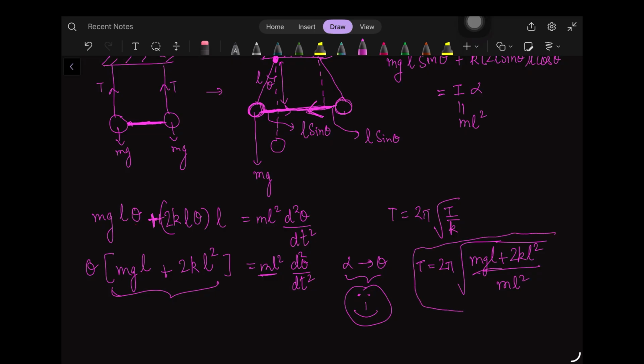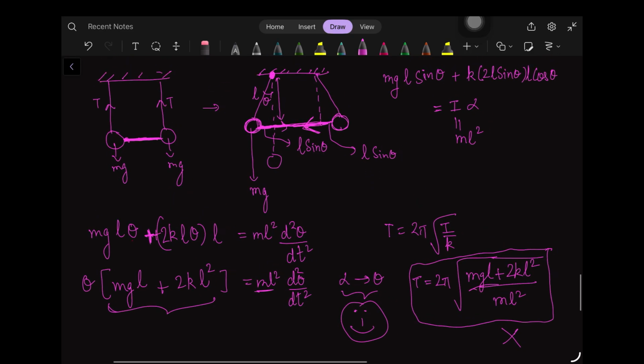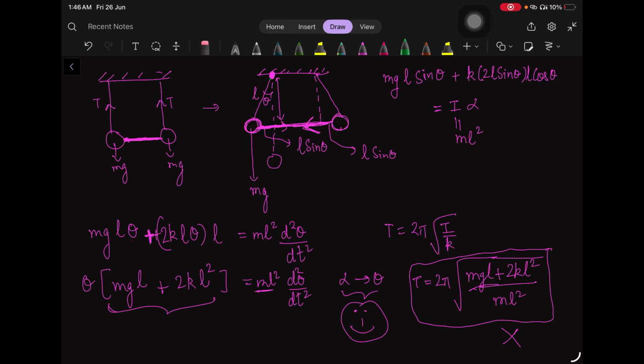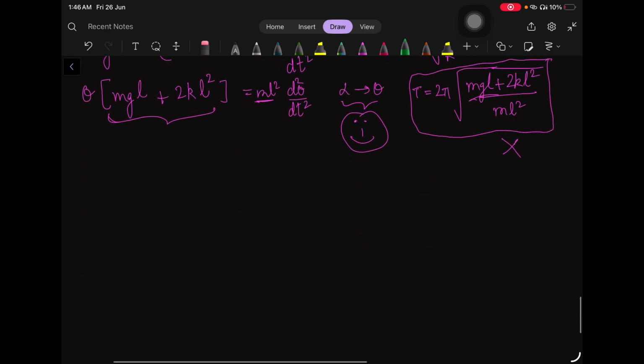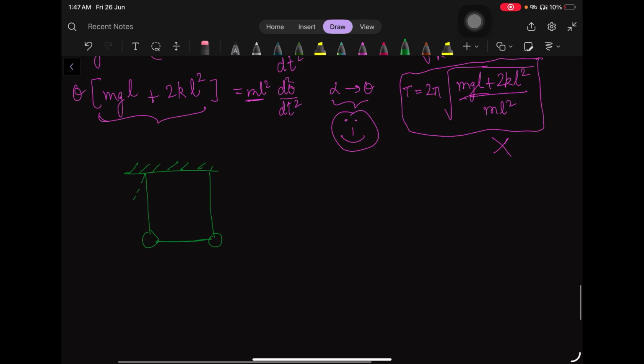But if you think this is the correct answer, you are wrong. This is not the correct answer. The reason being that when this string moves apart, the elastic cord will be stretched, so it will be applying a horizontal force. But on the right hand side of equilibrium position, let's see. This was the initial position of our pendulums. Now when we pull apart this cord, they will get to these positions.